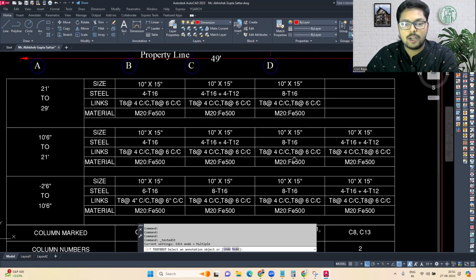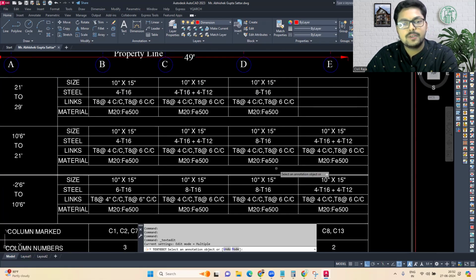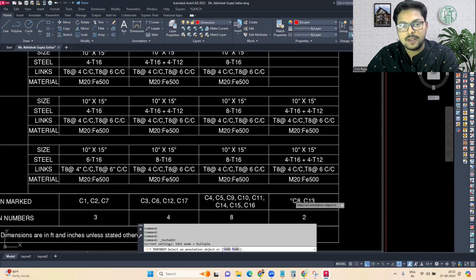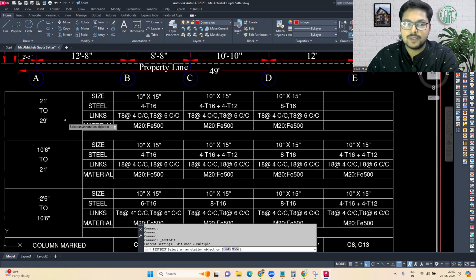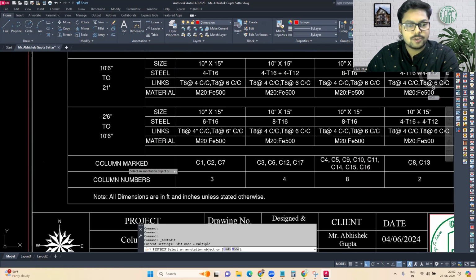Now for these columns mentioned over here, C5, C4, C9, C10, C11, C14, C15, and C16, we have to continue with 8 bars of 16 dia. In these two, we will continue with the same reinforcement as the previous floor. In the next floor we just have the headroom level, so we have to mark the reinforcement as shown in the schedule. Okay, I hope the column schedule is good to go with you.